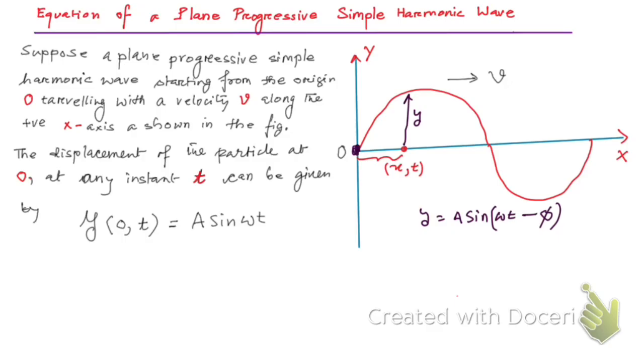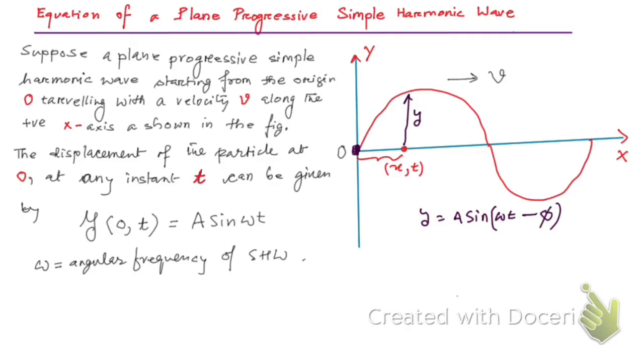So here omega is the angular frequency of the simple harmonic wave. Let me write it properly.